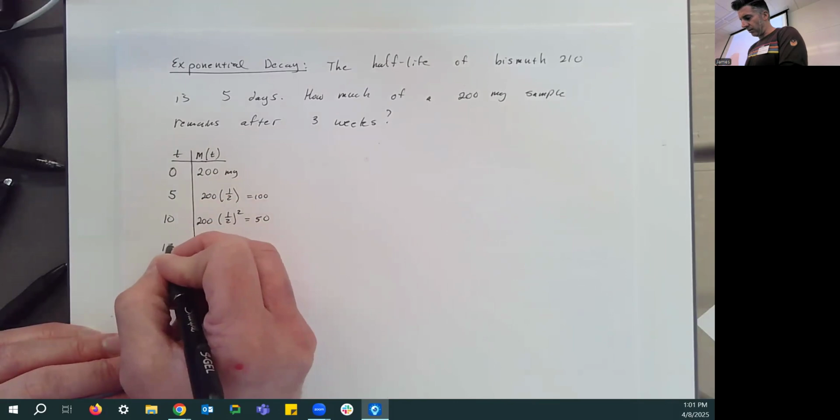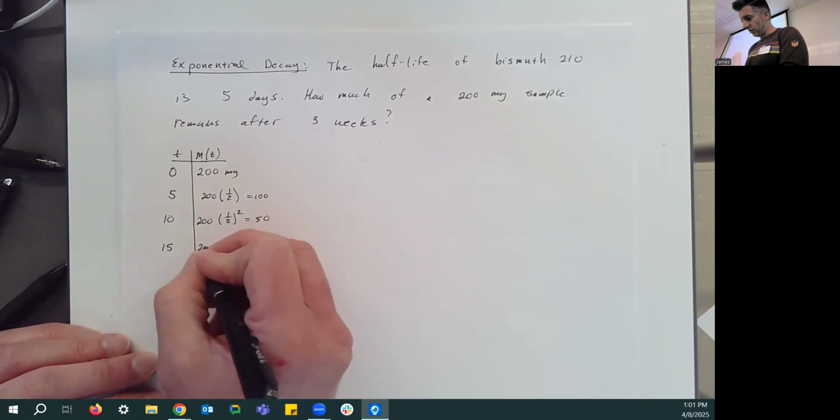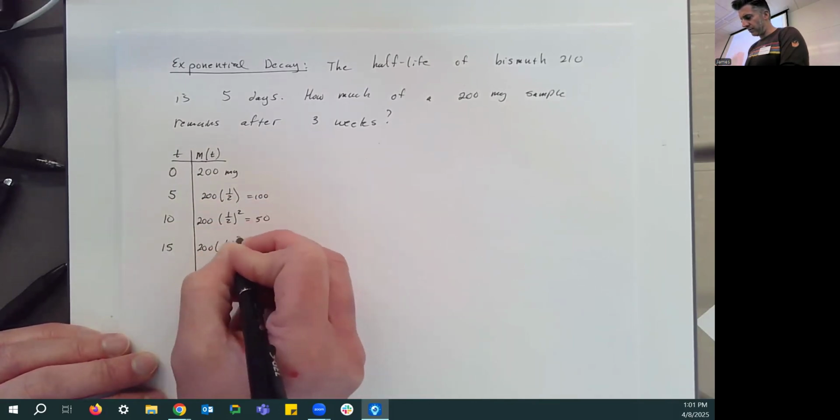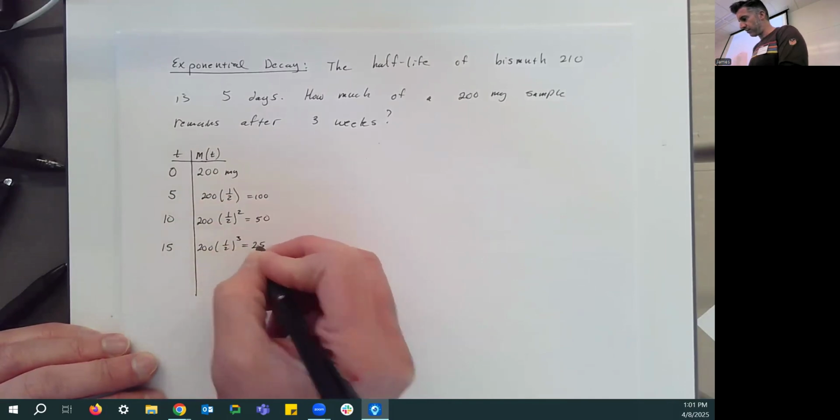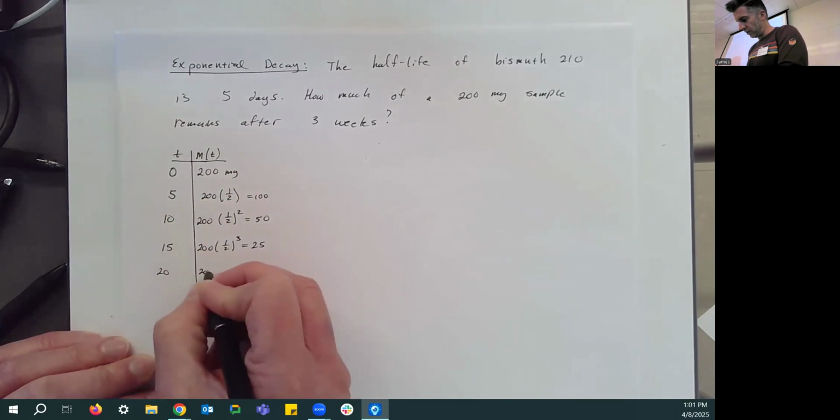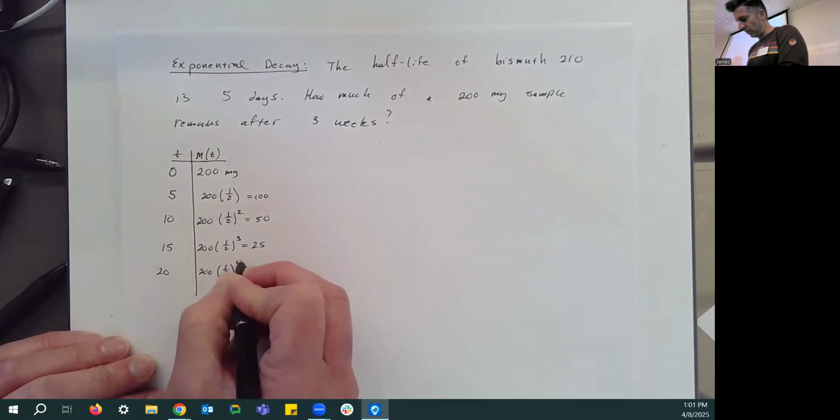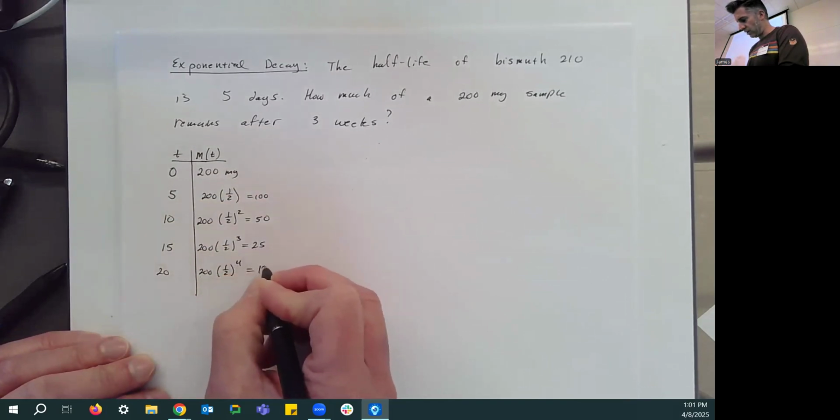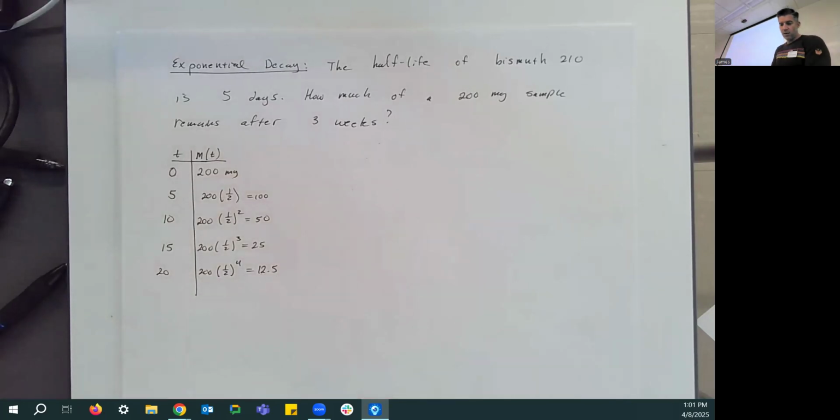And finally, not finally, but after 15 days, it's going to be 200 times a half cubed, which is going to be 25. And then I guess we could do one more. For 20 days, we're going to get 200 times 1/2 to the 4th, which is going to be half of 25, which is 12.5. So we're expecting that after 3 weeks, well, 3 weeks is 21 days, we should be pretty close to that value, maybe just a little bit less than 12.5 grams left.